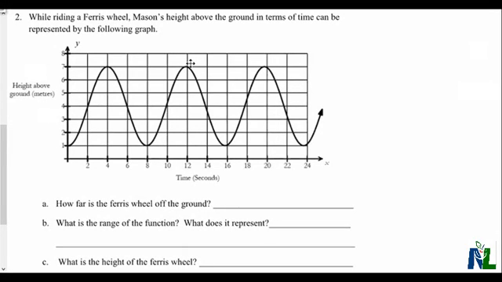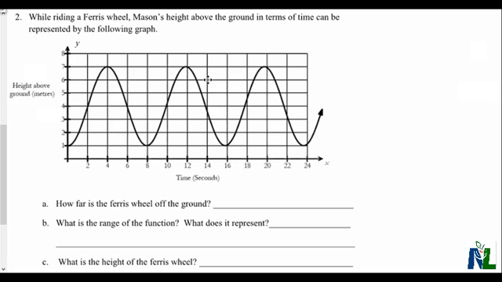In this example, we'll be looking at a word problem that can be modeled using a sine or cosine function. So please take a moment just to pause the video and read the question. Okay, now that you've read the question, we can see that the graph is actually modeling the rider on a Ferris wheel. And the first question we're asked is, how far is the Ferris wheel off the ground?